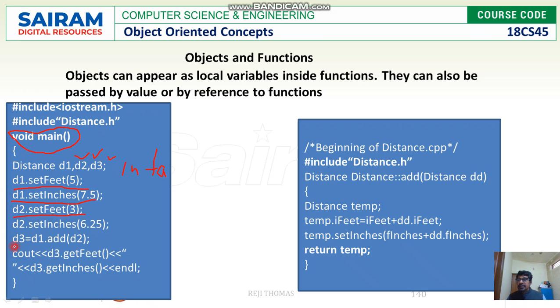And look at the next statement. Here we are going to pass this object as pass by value. Pass by value. Even you can pass this object as a reference. Look at the definition for this. We have the add function. We have taken an add function. So how is this defined?